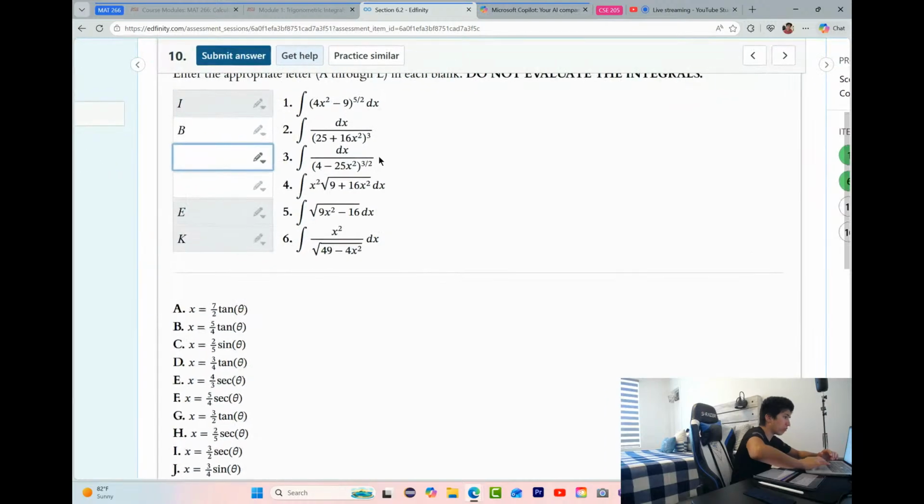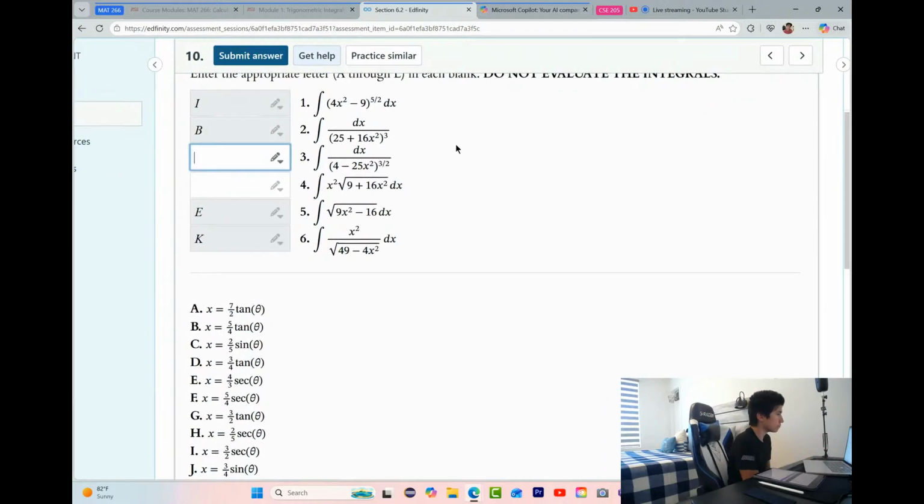That's actually much easier than we thought. Now we have 4 minus 25x squared. Divide 4 by 25, take the square root, that's 2/5. We need 2/5 sine. That's C.